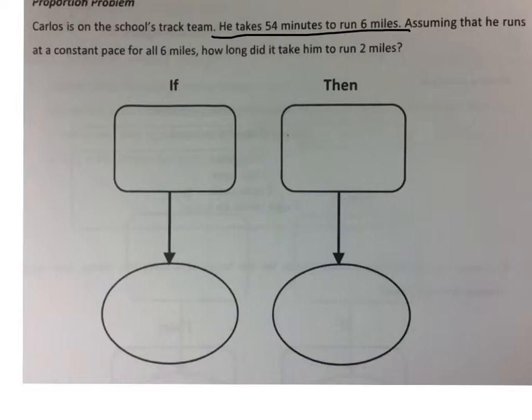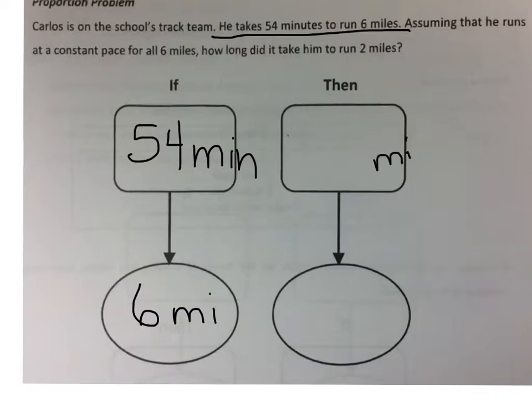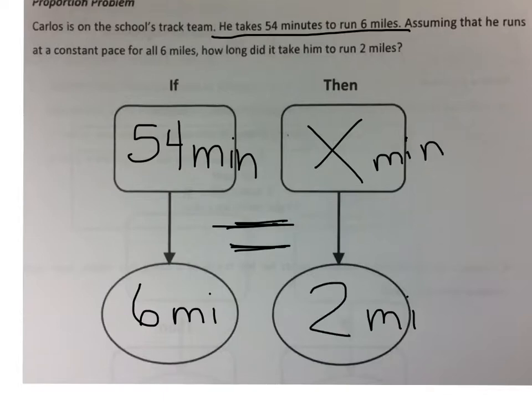So the information says if it takes 54 minutes to run 6 miles, so that's my if, my situation. Before I go on, I'm going to immediately go over to the other side and make sure the labels are the same, because remember, proportions are basically equal ratios. And the question is asking me, how long does it take him? How long would be the time. So I don't know minutes, but it says how long to run 2 miles. So this number right here would be a 2.